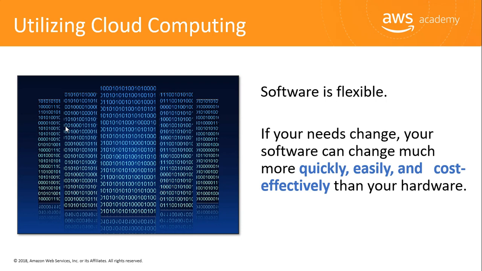So utilization, as you have told, we can take some on rent. So one point here is saying that software is flexible. If your needs change, your software can change much more quickly, easily, and cost effectively than your hardware. I'll tell you one very simple example of this.